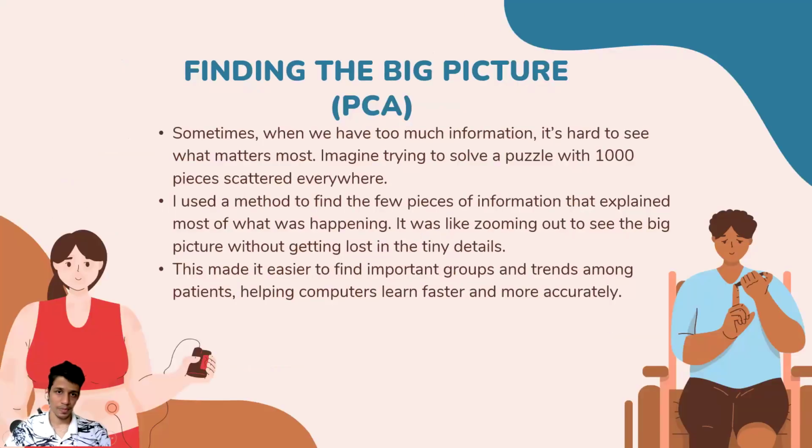Finding the big picture, PCA. Once the data was clean, there was too much information, dozens of health features for each patient, and some features were not even relevant for diabetes detection. To simplify this further, I used a method called Principal Component Analysis, or PCA. PCA is a type of unsupervised learning which helps reduce complexity by focusing only on the most important parts.